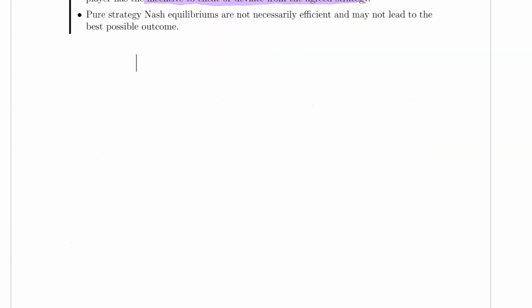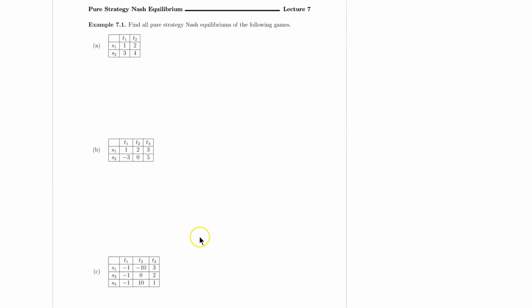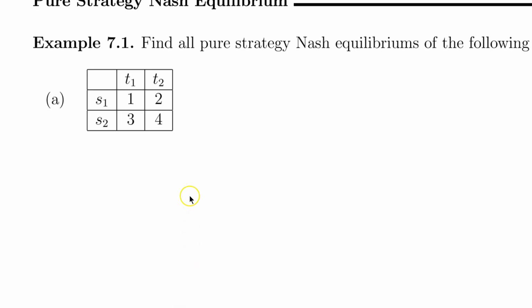So let's look at the examples that we have down here. Example 7.1. These are all the games that we looked at in the last lectures, by the way, but let's take a look at them again. This is gonna be a game between Alice and Bob again. Alice is gonna choose between the top row or the bottom row, and Bob is gonna choose between the left column or the right column. Let's try to see if S1 and T1 is a pure strategy Nash equilibrium. Let's say Alice says, I'm just gonna play S1, and Bob says, okay, sure, I'm gonna play T1.